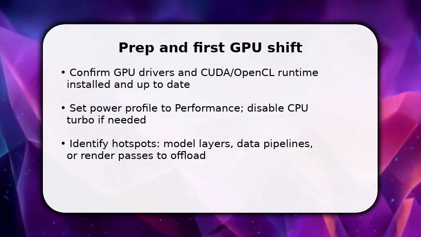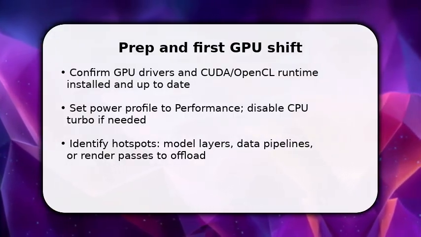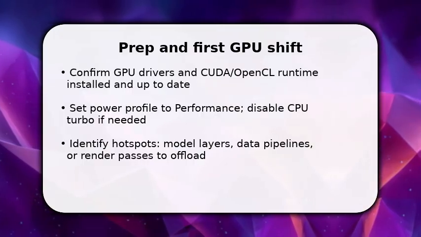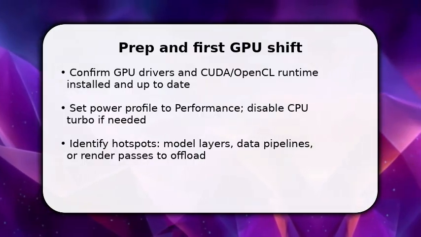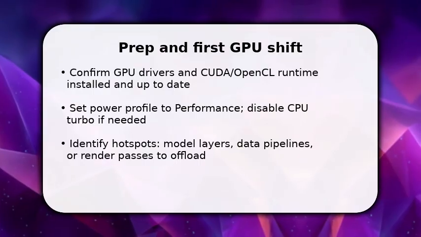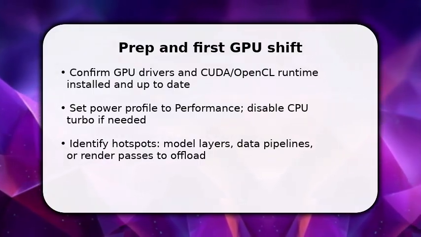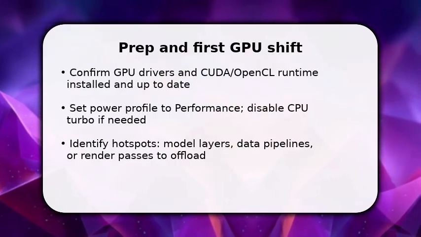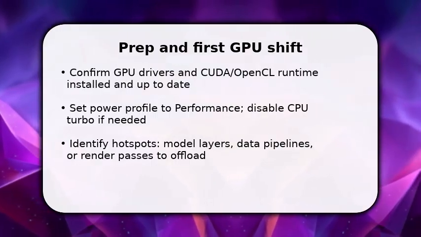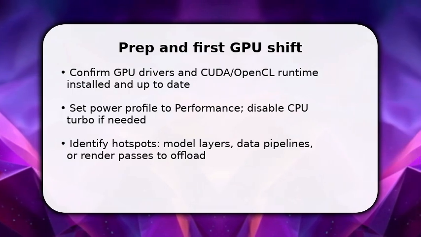Next, profile briefly to find compute hotspots. These are the functions you will move. Make sure to prioritize parallelizable kernels like matrix math, convolutions, or texture shading. You're not rewriting everything. You're replacing the bottlenecks with GPU-friendly implementations and preparing data paths for high-throughput transfer.